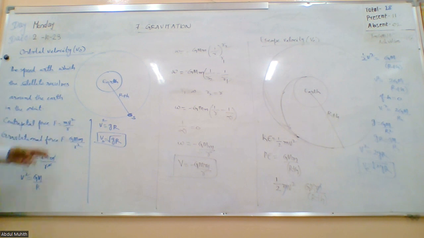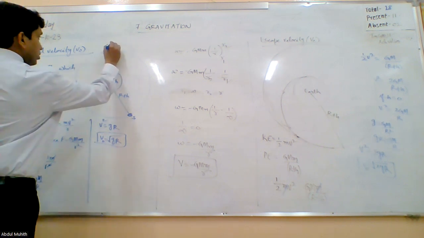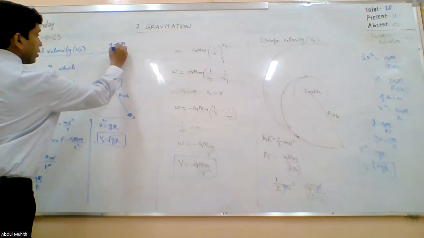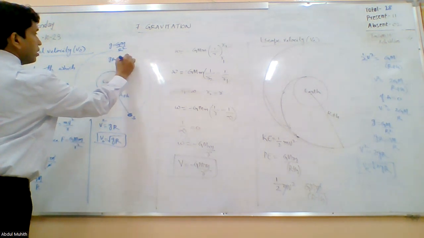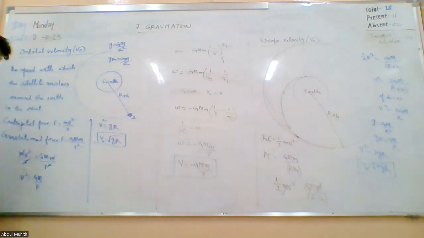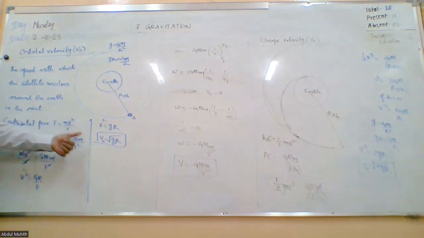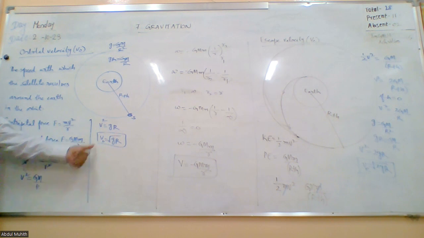When we equate both of them, what will happen? m and r will get cancelled. We are left only with this. You know g is equal to GM by r square, right? But now, can we write gr is equal to GM by r? We can write, is it not? So we have GM by r equal to gr, and taking the square root, we get V0 is equal to square root of gr. This is the formula for orbital velocity.